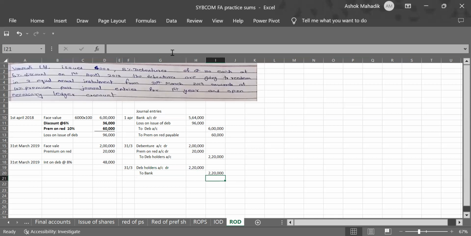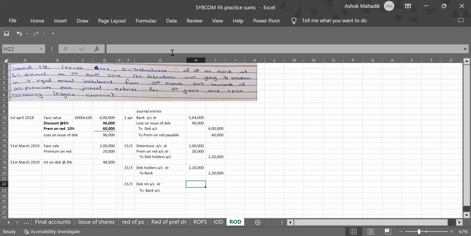Now I told you that every year we have to pay interest. Sometimes they may tell you that interest is paid six monthly, so the interest on debenture entry will come twice. But here in this sum nothing is mentioned, so we'll pass only one annual interest entry. Interest is your expense, right? So the entry will be on 31st March. I'll copy the date. Debenture interest account debit. It's an expense, so it is debited, to bank account, as we are paying. Clear?